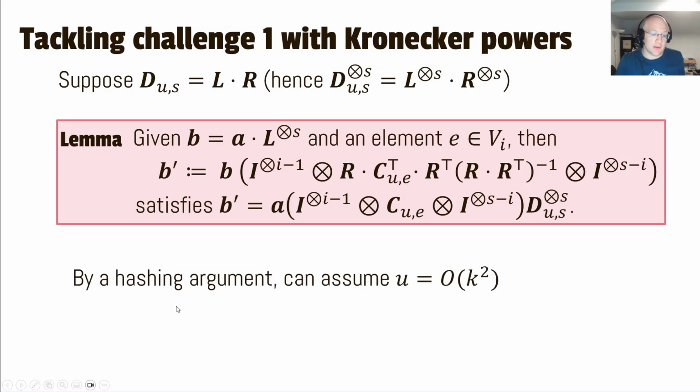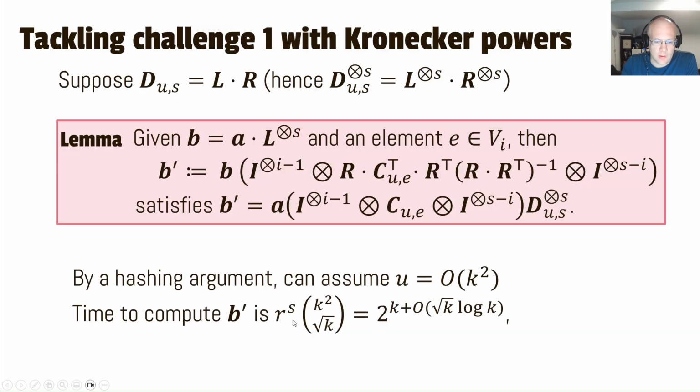Actually, you can show again from this research line of color coding with some hashing argument that this U is at most k squared. So if you do this matrix multiplication here in a naive way, the running time would be something like the rank of the whole thing, which is r to the power s, and then the matrix dimensions here, which is k squared. Actually, you choose square root k, but U is k squared. Because we have this property, this is actually still quite innocent. So if you do this in a naive way, then this B prime can be computed in roughly the time as stated here.